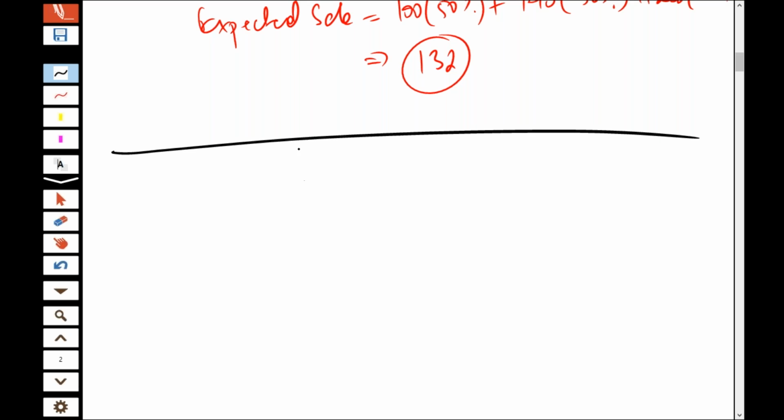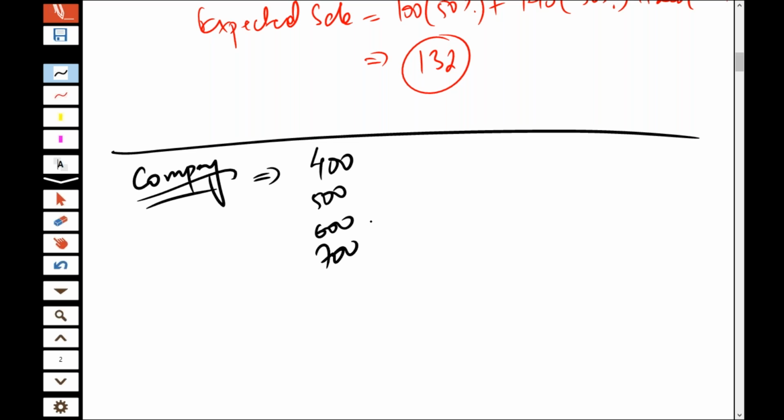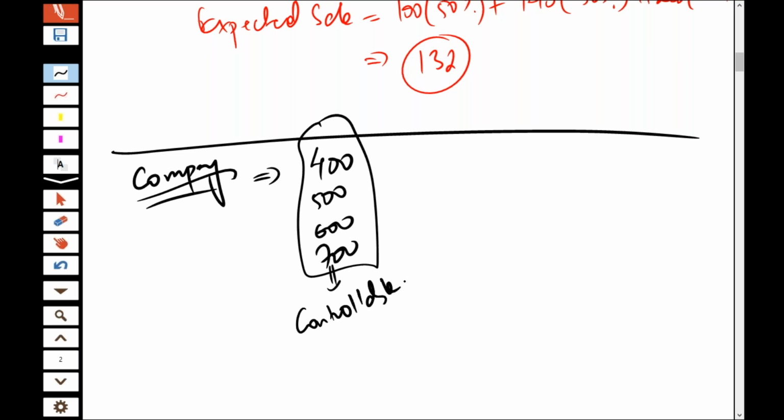For example, you are a company which has a decision to make. You can either go on producing 400 units, or 500 units, or 600 units, or 700 units. This is something that you have to decide, so this is going to be considered a controllable factor. I'm assuming that you are a company which has to decide whether we are going to be manufacturing 400 units of a product in a year, or 500 units, or 600 units, or 700 units.